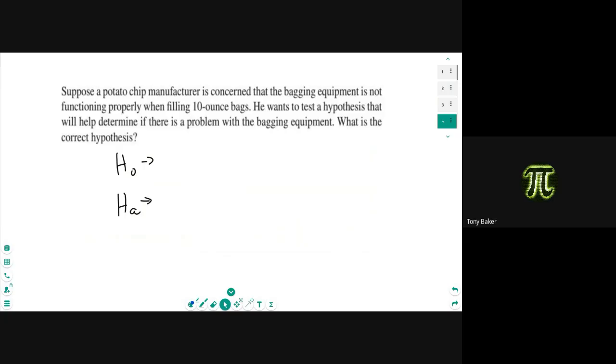So, the null hypothesis is what should be happening. So what should be happening? Correct. So that means my null hypothesis is my mean equals 10. That would be my null hypothesis.